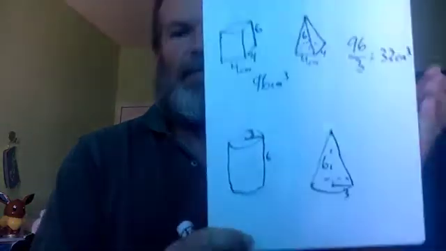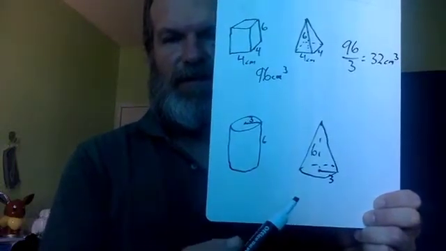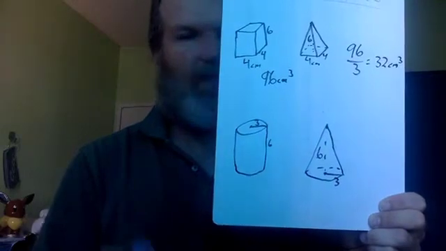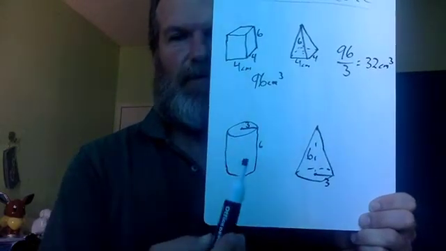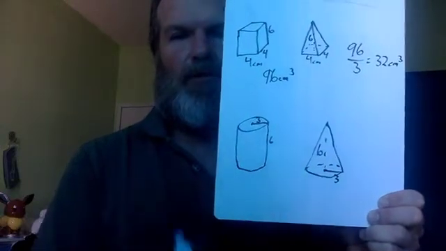So it's 1/3. And when it comes to a cylinder and a cone that have the same dimensions, which these do, a radius of 3 and a height of 6, it's the same thing. Whatever you get for the volume of your cylinder, your cone is going to be 1/3 of that.